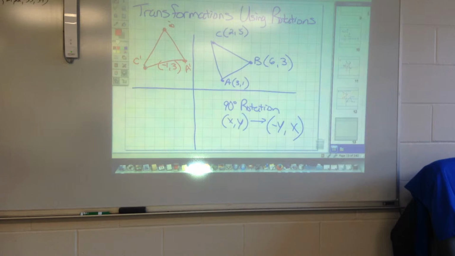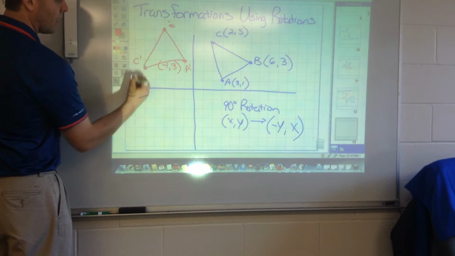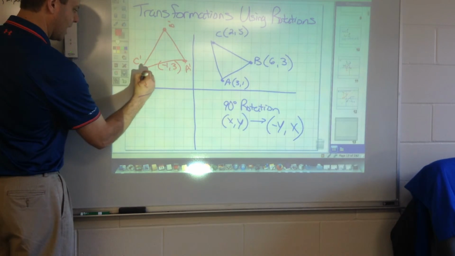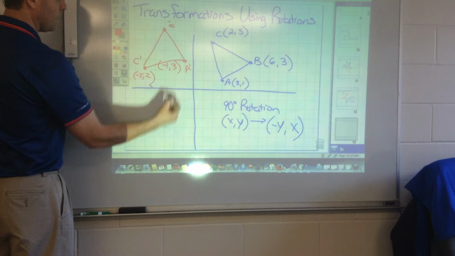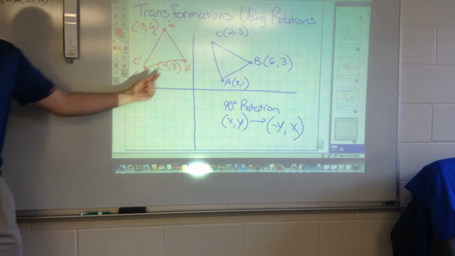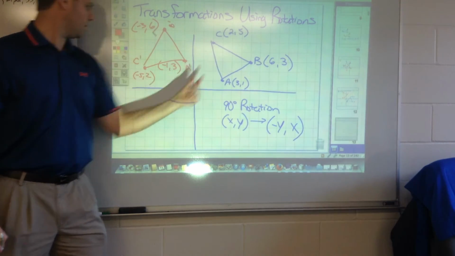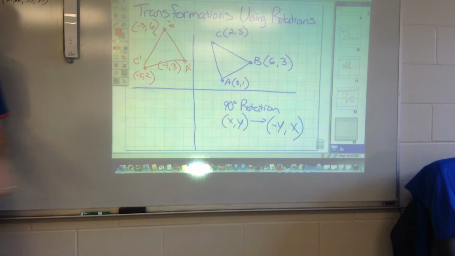But you should see a connection, alright? So C prime now is located at negative 5, 2. B prime is located at negative 3, 6. So you see how we still have the same values in there, it's just the y values became negative and moved to the first spot, and then the x value became the y spot. Everybody okay with this? Okay, so that was a 90-degree rotation.